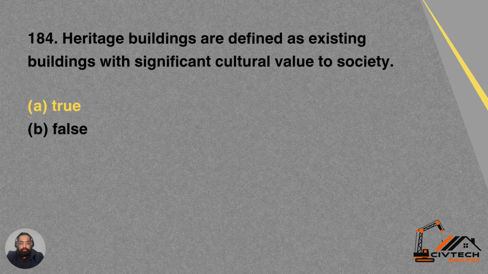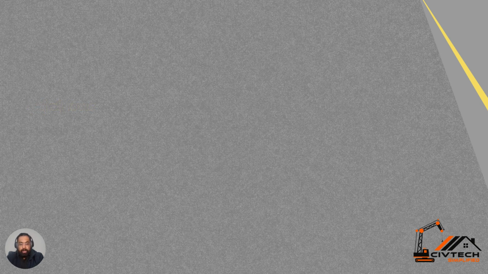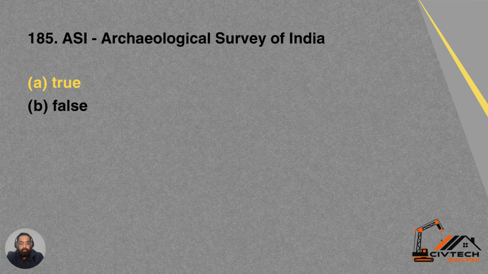Question 184. Heritage buildings are defined as existing buildings with significant cultural values to the society. Option A, true. Option B, false. So A is the true option. The heritage buildings are defined as existing buildings with significant cultural values to the society or the community. So A is the correct answer.